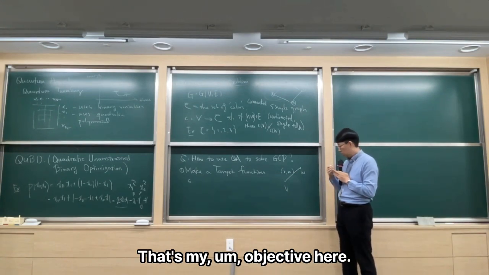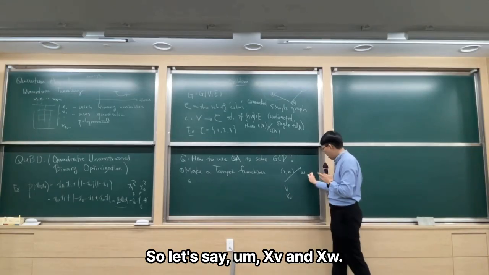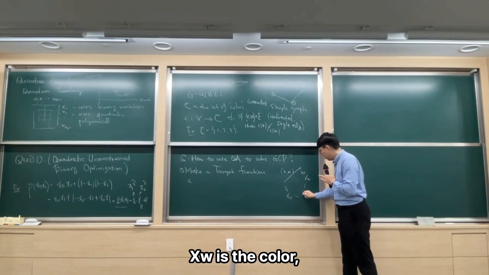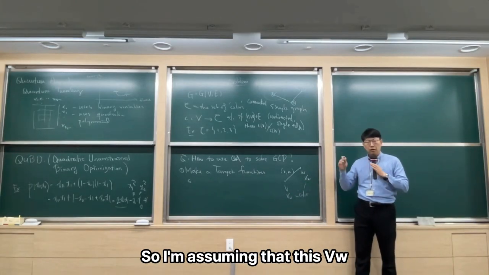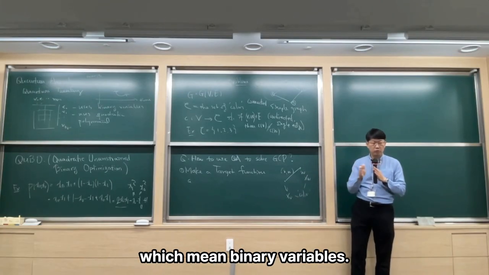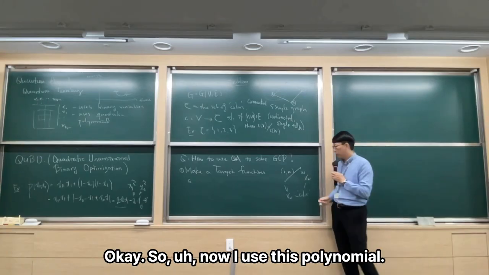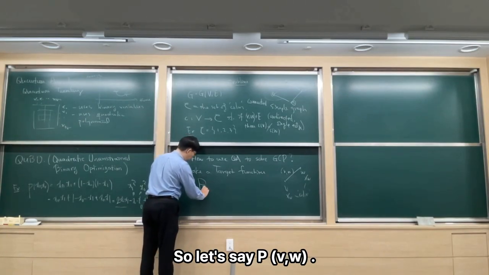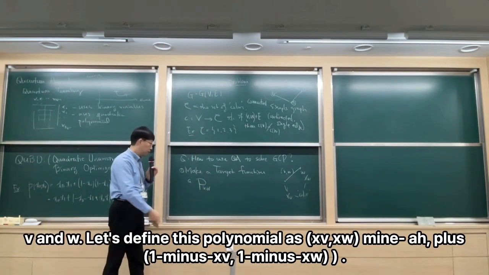That's my objective here. So let's say x_v and x_w are the colors of vertices v and w. I'm assuming that x_v and x_w are 0 or 1, which means binary variables, and there are only 2 colors, 0 or 1. Now I use this polynomial, let's say P_vw. This is the polynomial regarding only these 2 vertices, v and w.